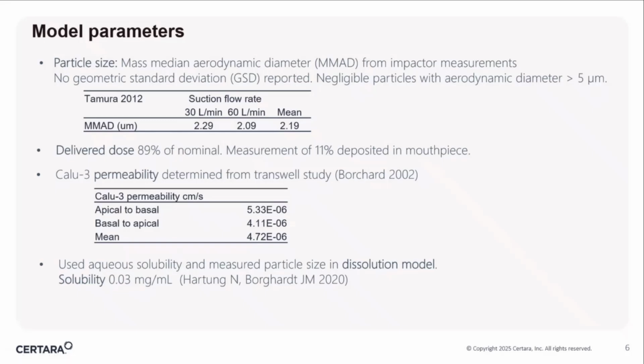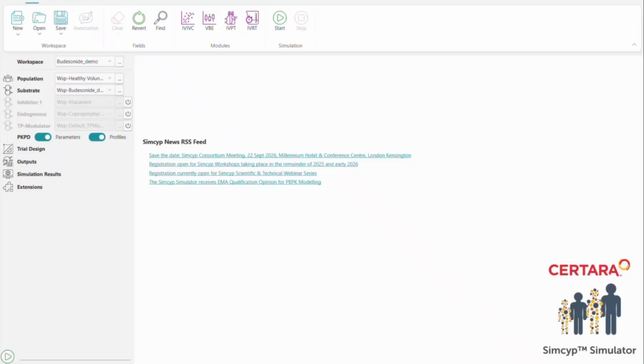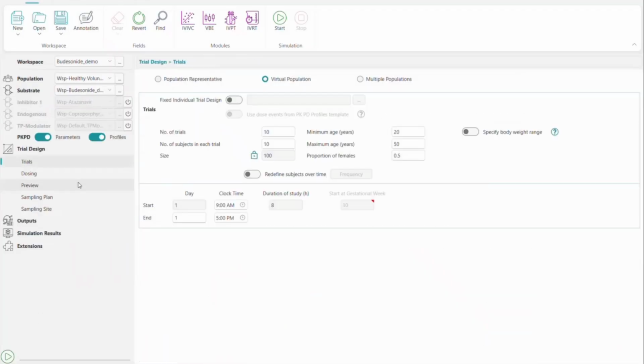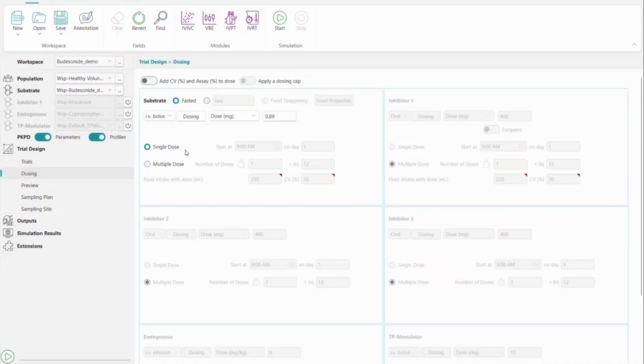Okay, so I will switch over to the simulator and show how that information is entered. We've got it set up so that all the parameters of the Effinger study, such as the physchem and elimination, have been entered already. So now we just want to look at the trial design, and how we move to inhaled.